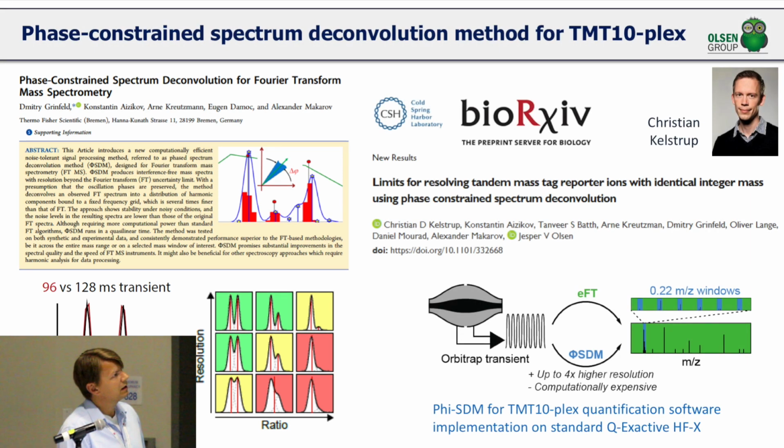And Christian in my lab set out to test this new feature on the Exactive HF-X to figure out what the limitations for this feature are, what is the minimum required resolution that we need to have in order to basically separate TMT reporter ions that have the same integer mass.